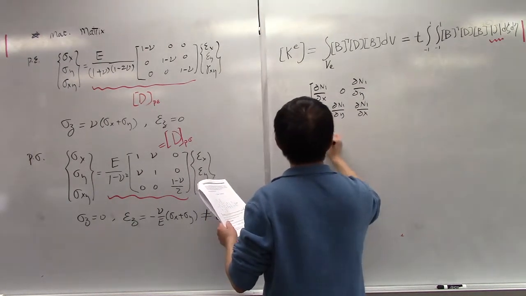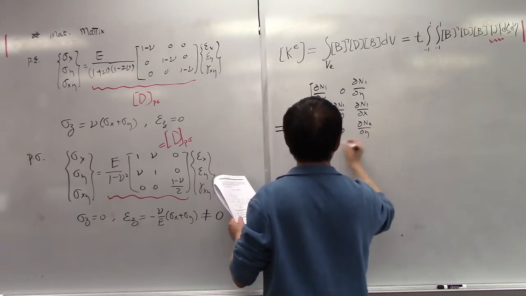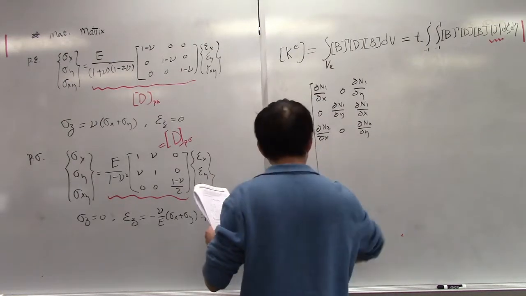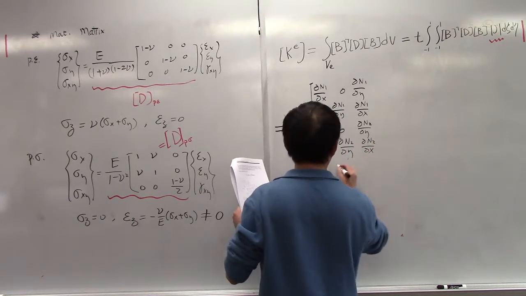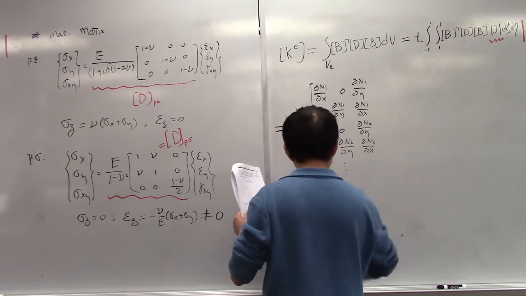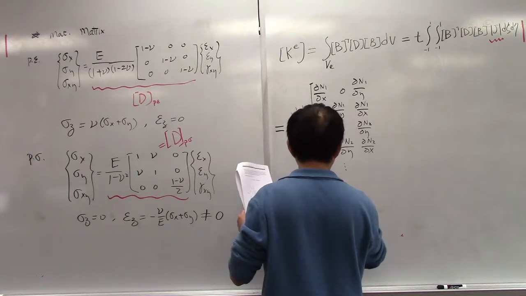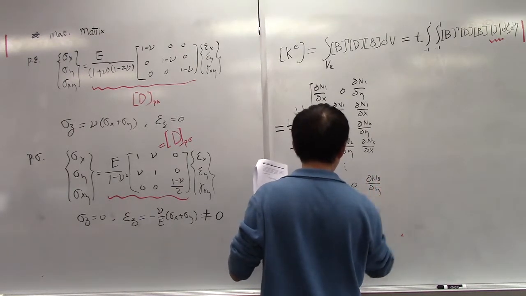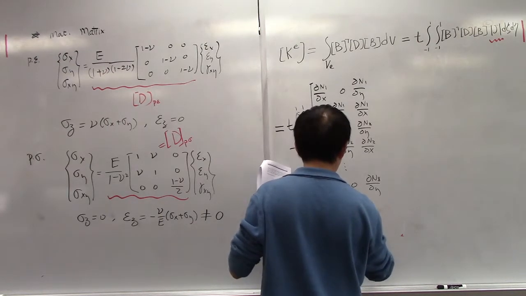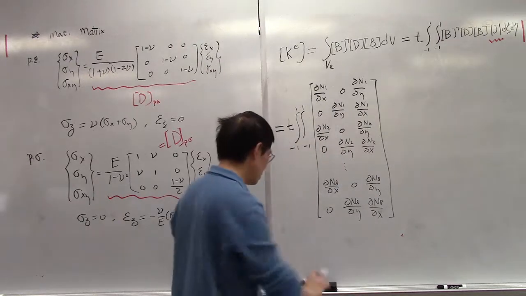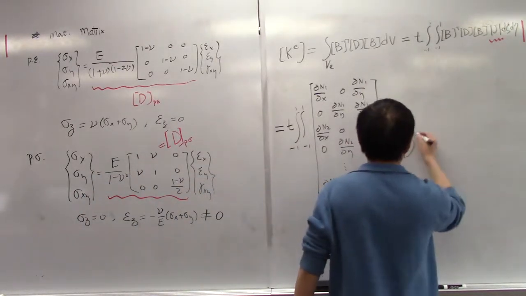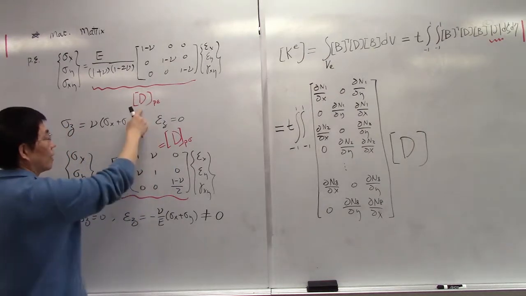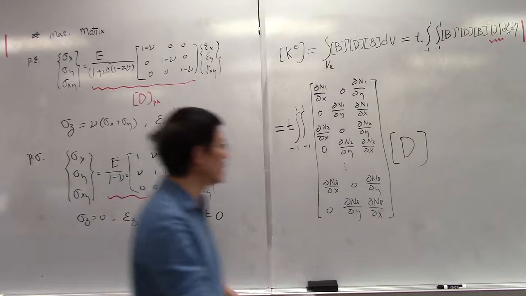Let me write the second one also. Then partial N2, partial x, 0, partial N2, partial y, 0 here, partial N2, partial y, partial N2, partial x, up to partial N8, partial x, 0, partial N8, partial y, 0, partial N8, partial y, partial N8, partial x. Okay, this is the B transpose. And the D matrix is here or there, depending on which situation, plane stress or plane strain. And then times the B matrix again.